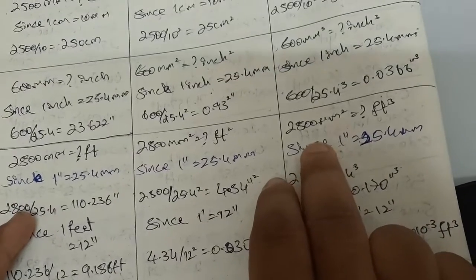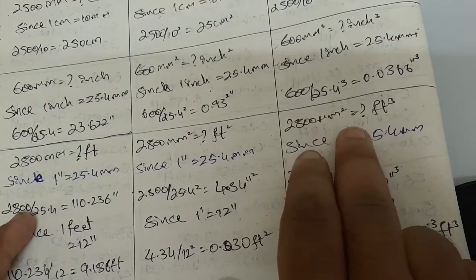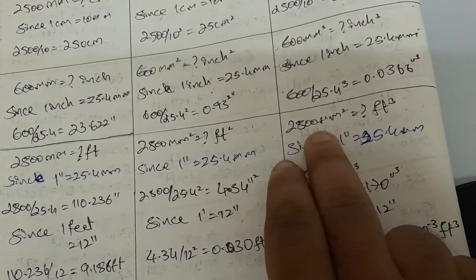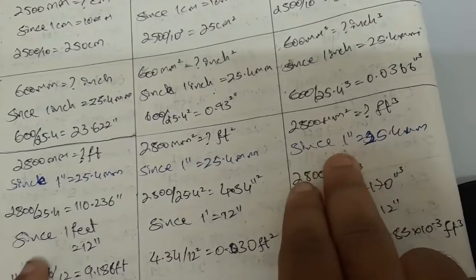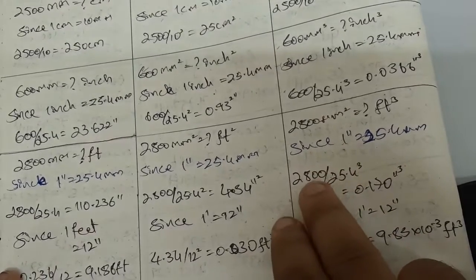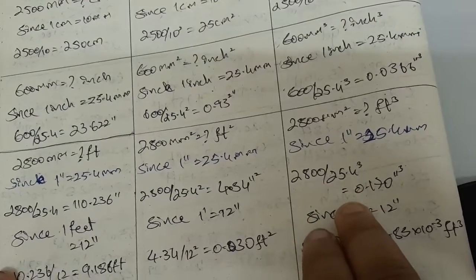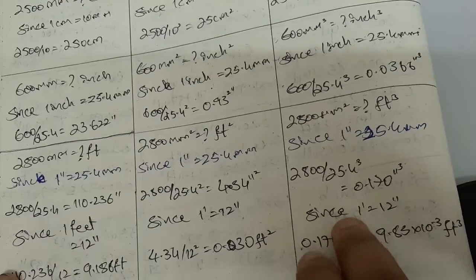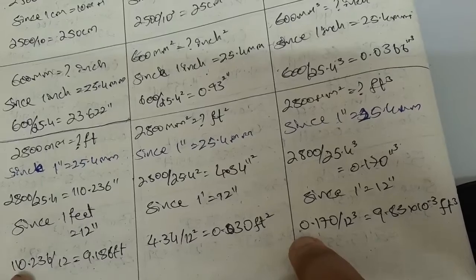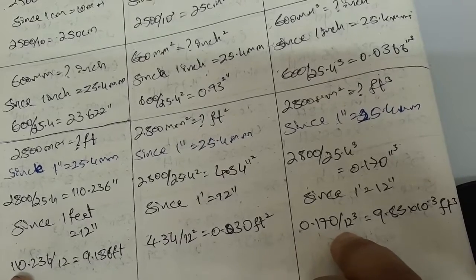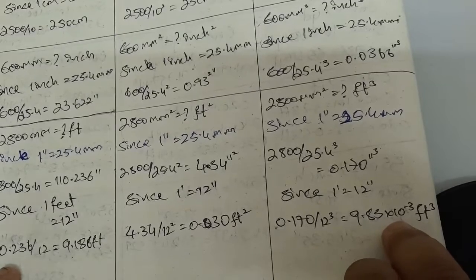Now coming to our third dimension calculation, we have 2800 mm cube is equal to how many feet cube? Since 1 inch is equal to 25.4 mm, we divide 2800 by 25.4 cube, which gives us 0.170 inch cube. Now since 1 foot is equal to 12 inches, we divide 0.170 by 12 cube, which gives us 9.85 into 10 to the power of minus 3 feet cube.